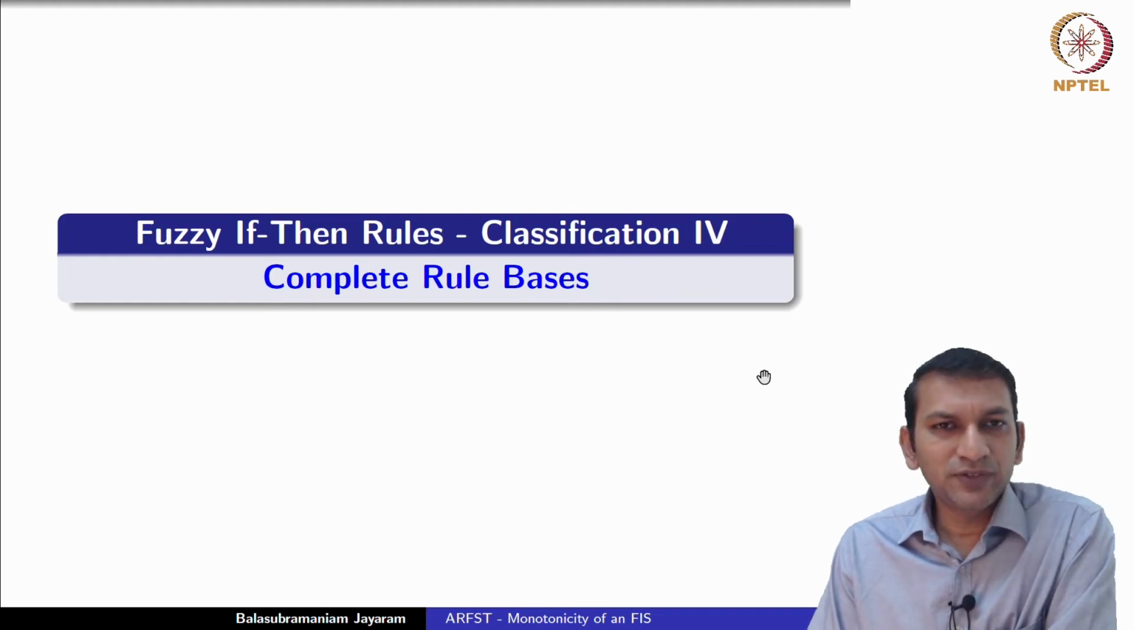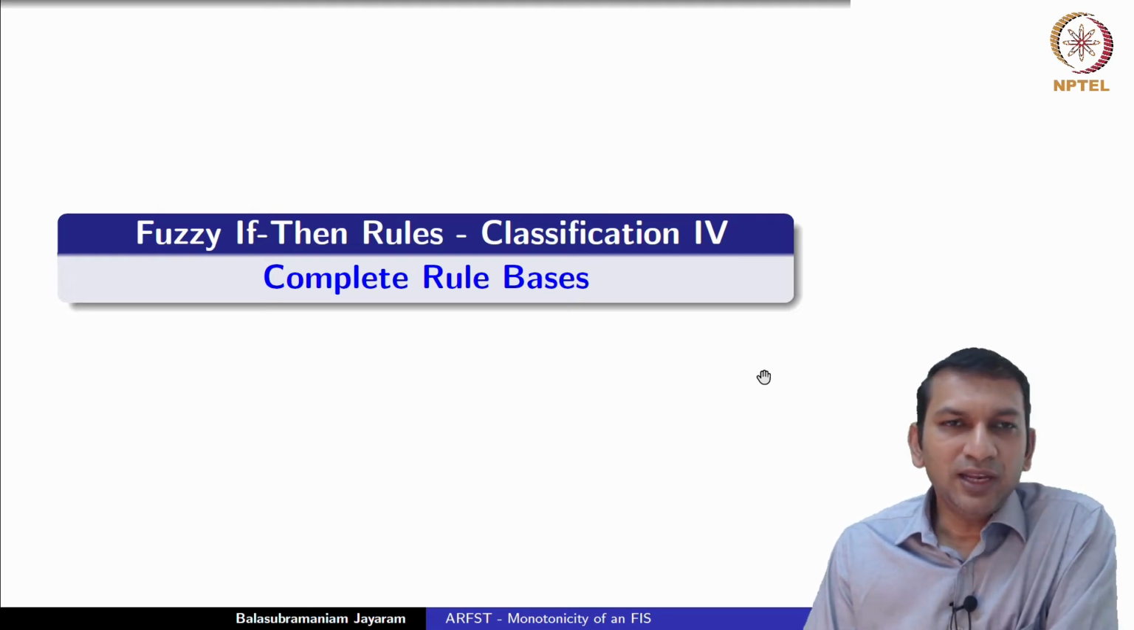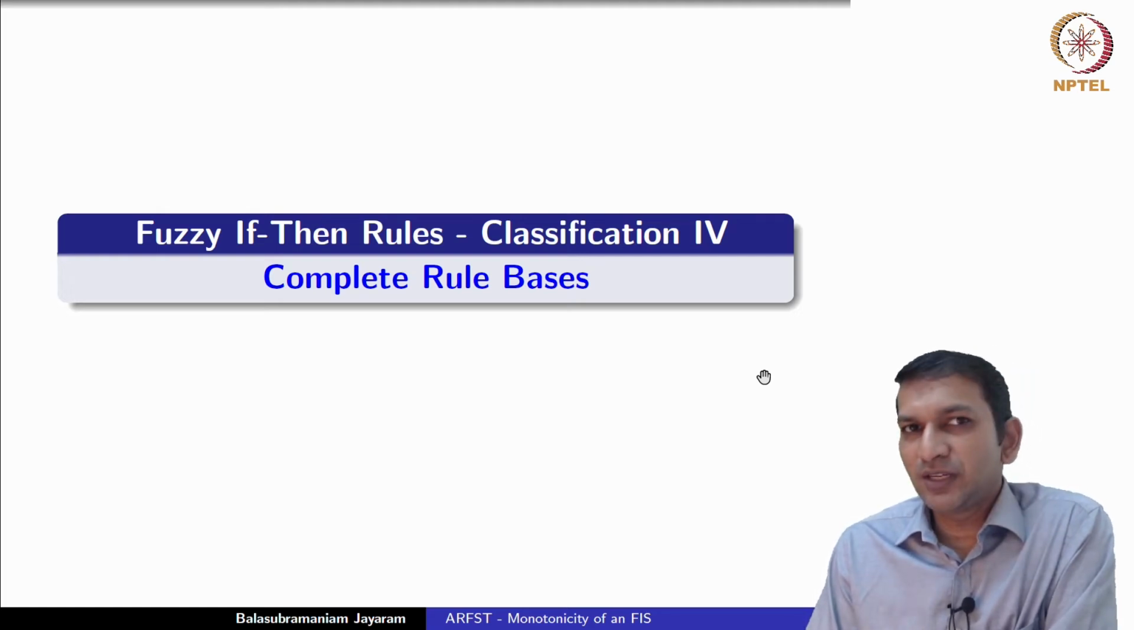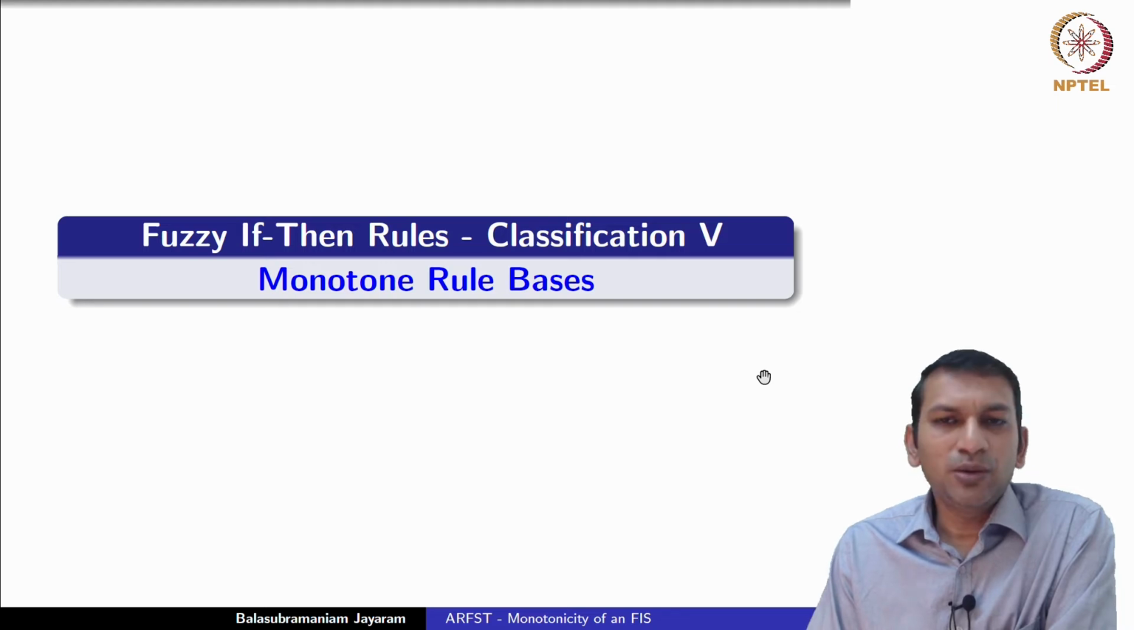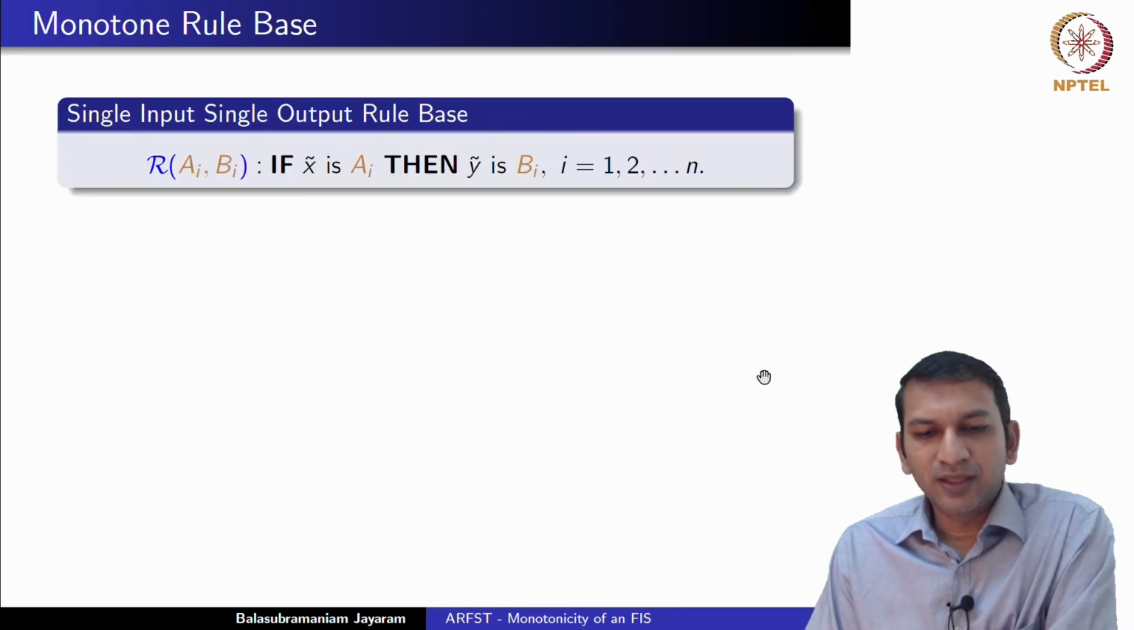The fourth type that we have seen are those rule bases which are either complete or incomplete. Complete means if you collect all the antecedents, they form a fuzzy covering of the input space. Let us look at yet another classification of fuzzy if-then rule bases. These are called monotone rule bases.